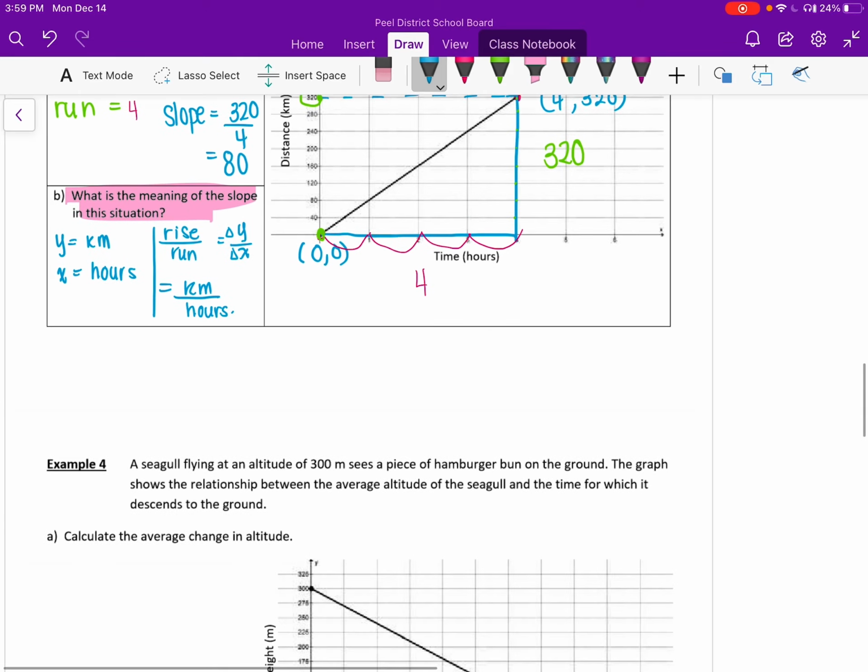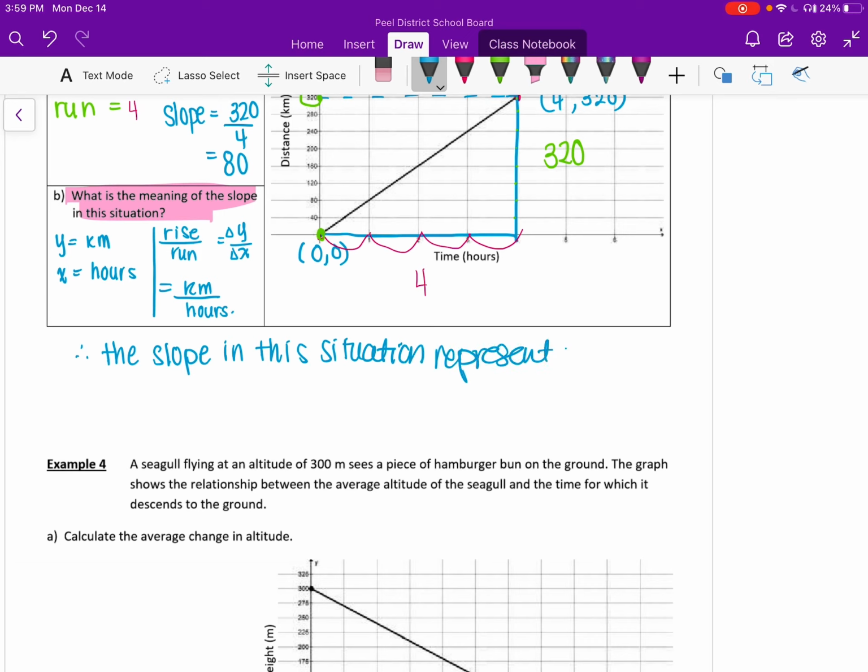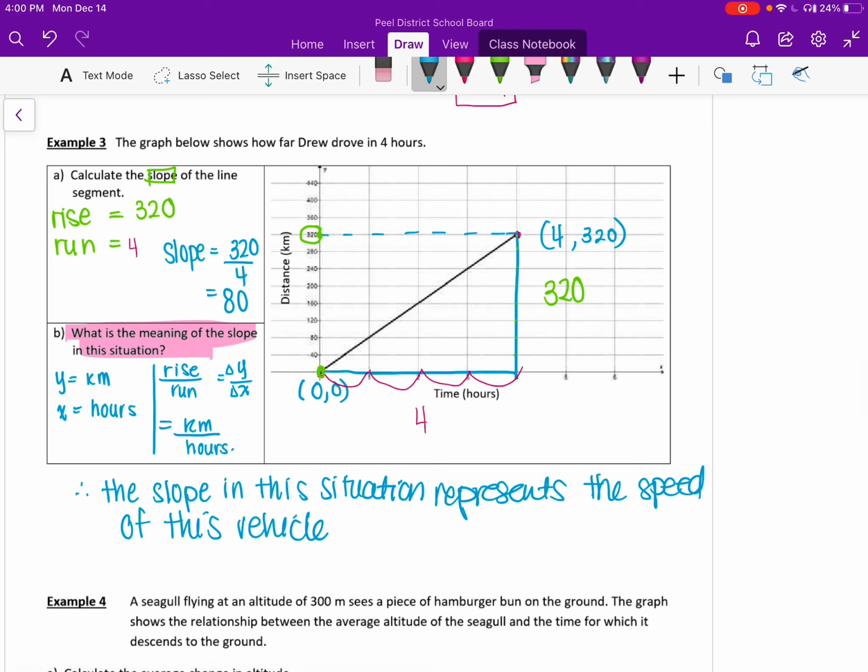Speed. So therefore, the slope in this situation represents the speed of this vehicle. Right? Which is what it's saying. It just shows how far he drove in 4 hours, right? And it's showing us what the speed of that vehicle was. He was driving at 80 kilometers per hour.